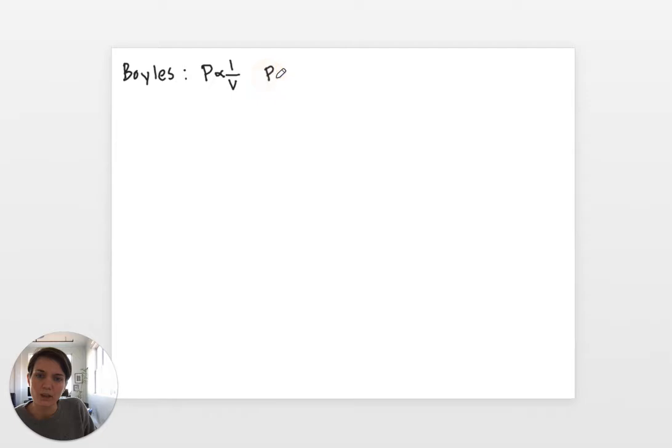So our working equation that we're going to use to compare two systems, where one variable is changing and we're asked to find information about the other variable, is P1 V1 equals P2 V2. All right, so that's Boyle's.